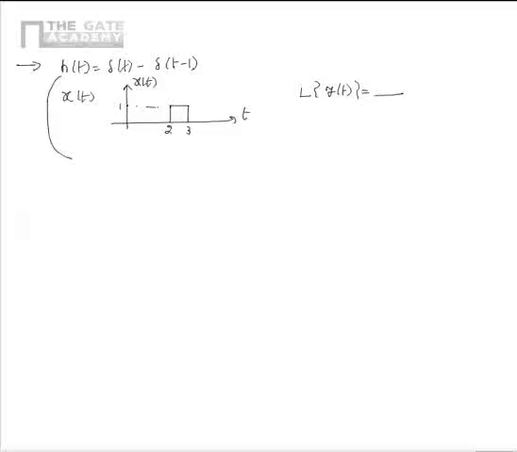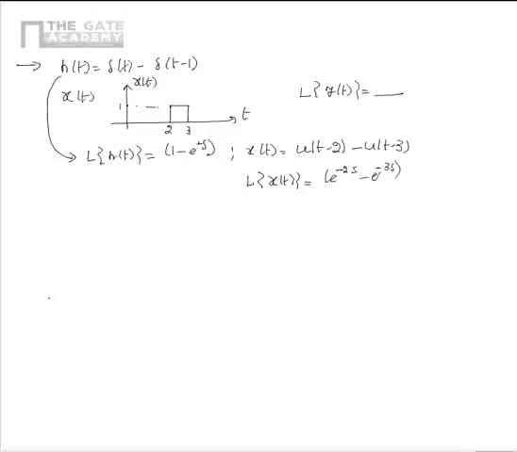If h of t is equal to delta of t minus delta of t minus 1, Laplace transform of the impulse response, that is h of t, can be given as 1 minus e power minus s. Also, the input in the unit step function form can be written as x of t is equal to u of t minus 2 minus u of t minus 3. From this, we can write that Laplace transform of x of t is equal to e power minus 2s minus e power minus 3s divided by s.